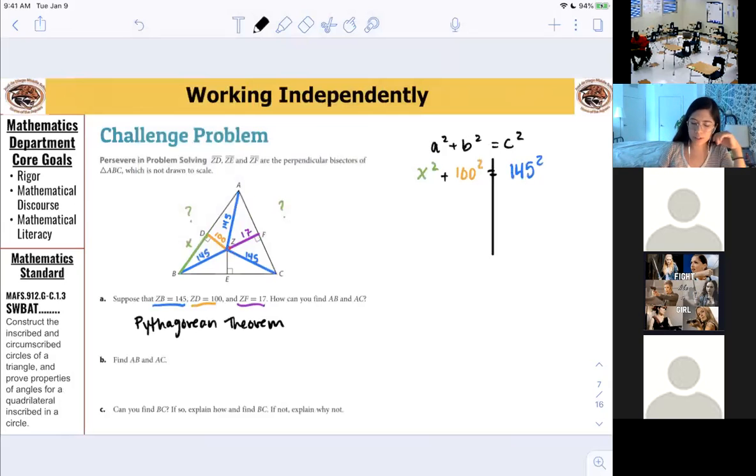Okay, let's go through it together so that you can see if you got it wrong, and why. First step, I have to simplify all of my exponents. What do I get for 100 squared and for 145 squared? 100 squared is 10,000. Watch those zeros. 145 squared is 21,025.